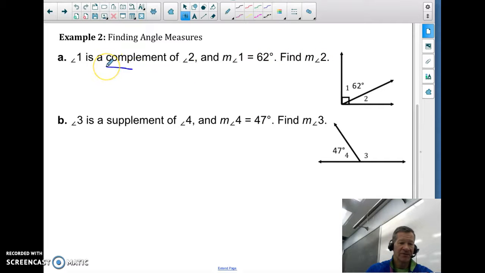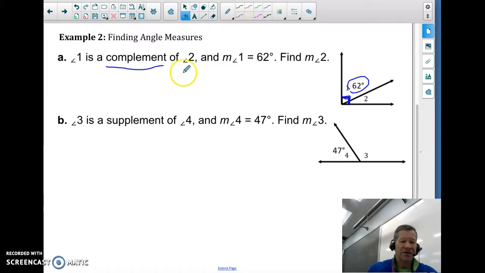Well, remember, complements mean that they have a sum of 90 degrees. So if angle 1 is 62 degrees all by itself, and I know that this whole angle is 90 as indicated by this right angle here, then I know 1 and 2 must add up to 90.